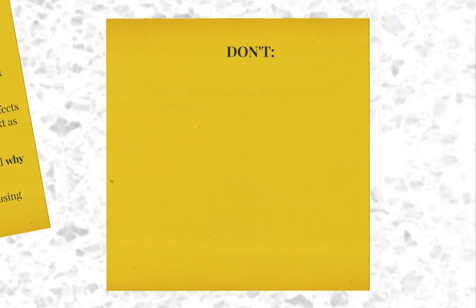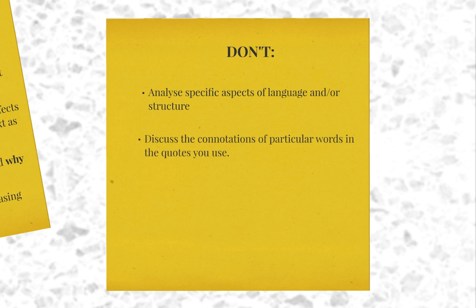So when you're answering question 4, when you're evaluating, do not zoom in and analyse any specific aspects of language or structure. Okay, hopefully you noticed when I was talking about that extract, although I was identifying and commenting on particular bits of the text, I wasn't talking about things like the verb choices or the noun phrases or semantic fields or anything like that. I was talking in general terms, and I was using the particular bits of the text to illustrate what I was saying rather than analysing them. You must not discuss the connotations of particular words within the quotes that you're using.